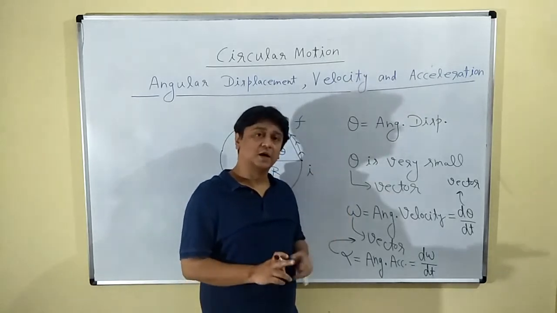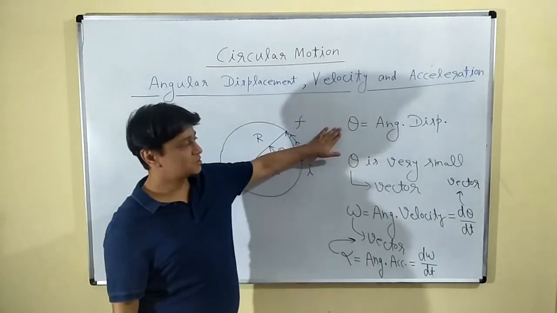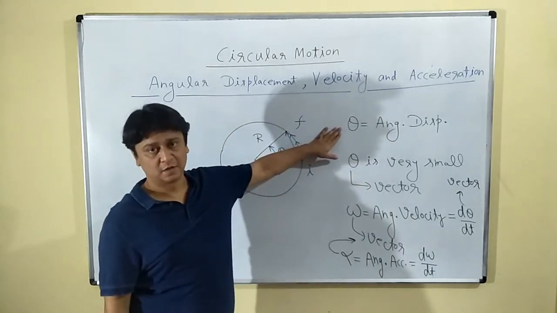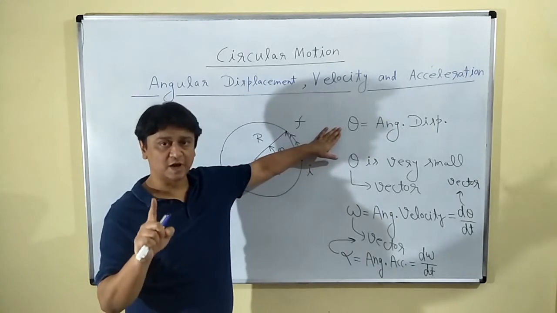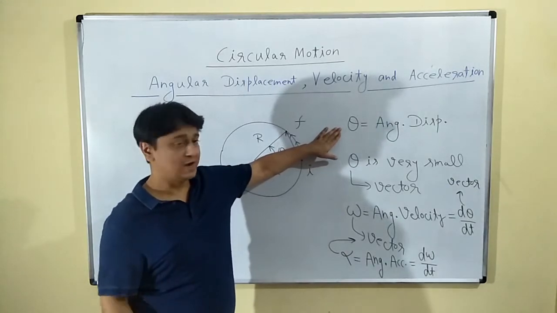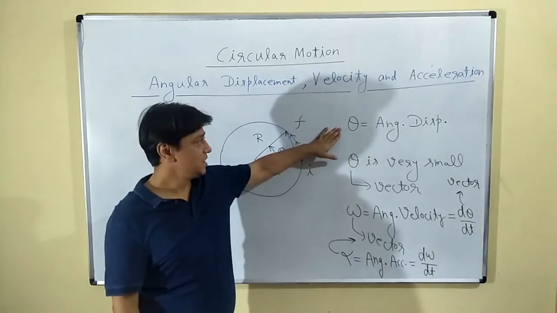हमारे पास क्या क्या कहानी डेवलप हो गई, एक बार फिर से सुन लेना. Theta is called angular displacement, which is not always a vector. It is a vector if it is very, very small. That's how we have defined it.